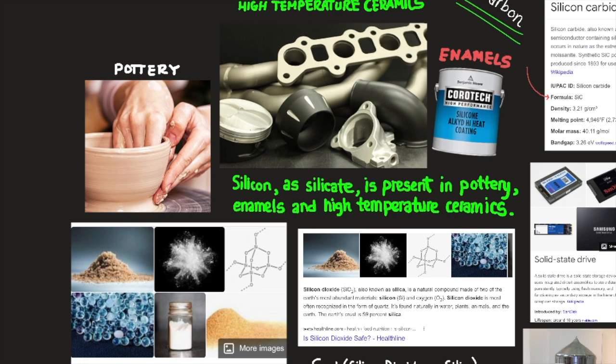So silicon as silicate is present in pottery, enamels, and high temperature ceramics. Here we can see pottery and high temperature ceramics, such as in automobiles which run at high temperatures, or other machinery that require heat resistant materials such as silicon and carbon, which are able to resist high temperatures without melting while still allowing the machine to work and function as needed. So here are the enamels that are produced by silicon. So silicon alkyd high heating coating.